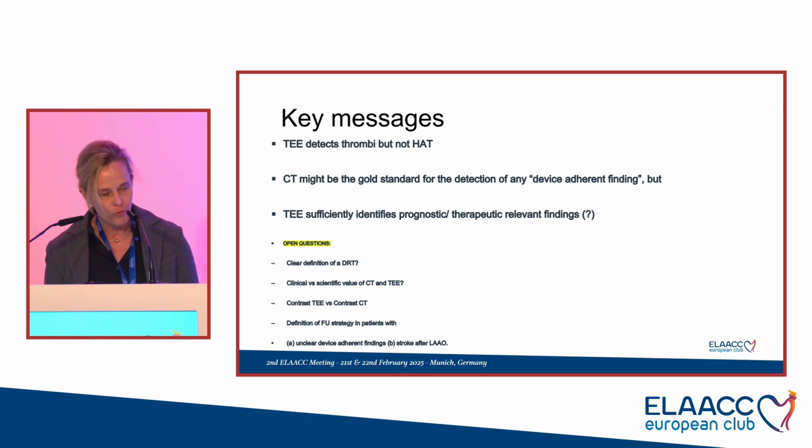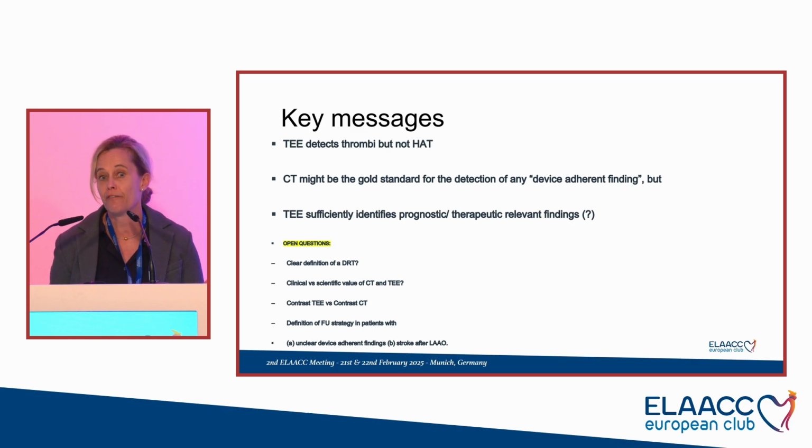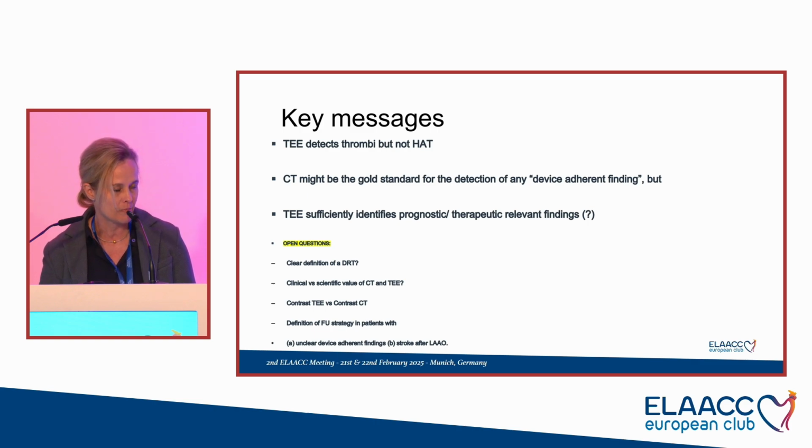But we also have to think what is prognostically relevant, and TE, so this is something we could see in the data, sufficiently identifies patients with a mass on the device which has prognostic impact. There are still a couple of open questions. So we still don't have a clear definition in my eyes, what is a DRT? And we have to come to a consensus between CT and TE because we are looking at the same structure. The next thing is we have to see what is a clinical versus a significant value of CT and TE if you look at the prognosis of the patient, the impact on the prognosis.